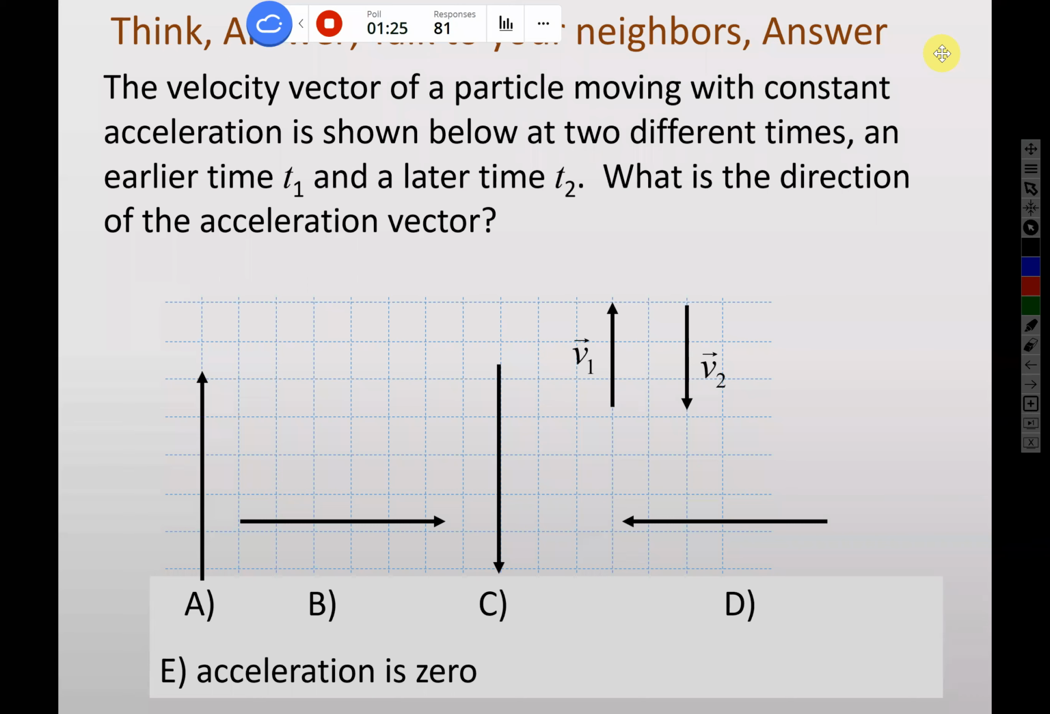Okay, 30 more seconds. Bring tail of one to the tail of another one. And you draw a change vector starting from the tip of previous vector to the later vector, or initial vector to the final vector.